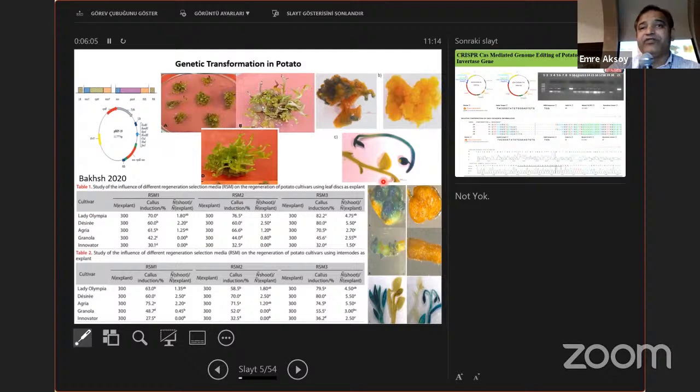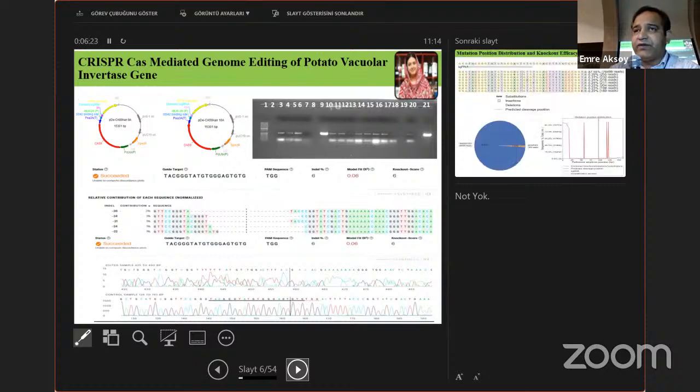Using this protocol, we were able to conduct a couple of TÜBİTAK projects in Turkey, and the same protocol is going on in my current institute. This is one of the examples in our current institute. Anila, a PhD student and also research officer there, is trying to knock down the vacuolar invertase gene. The function of this gene is well established in sucrose partitioning.